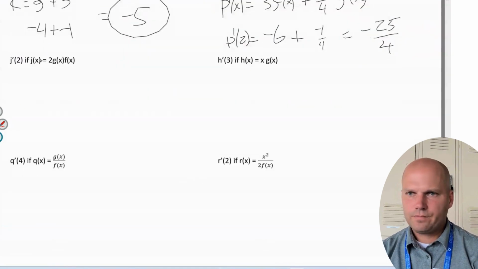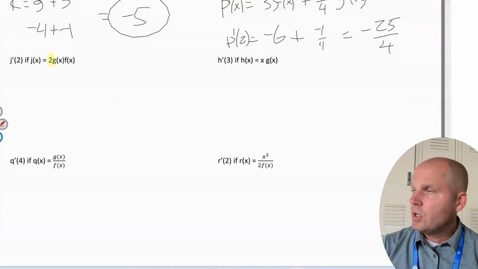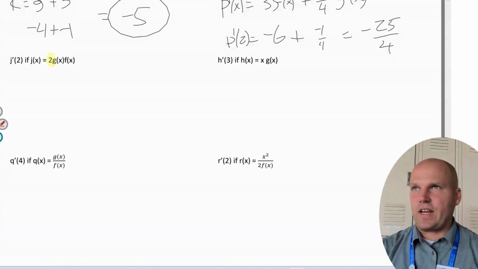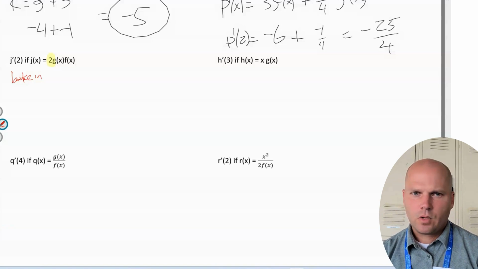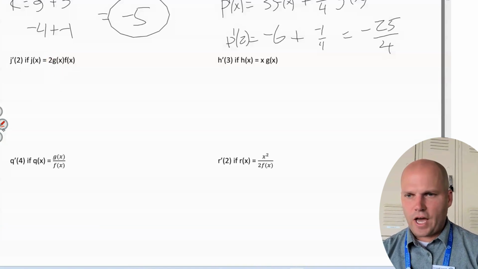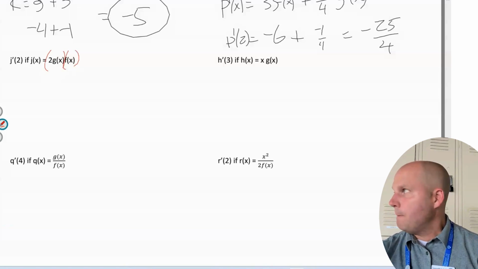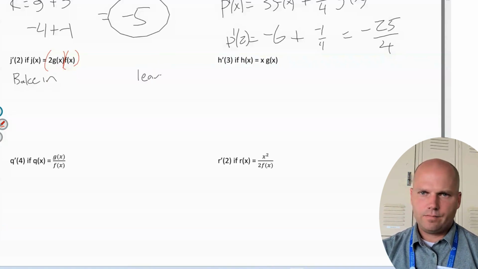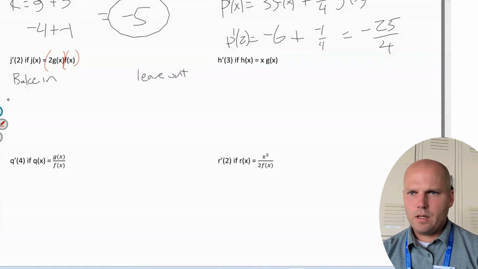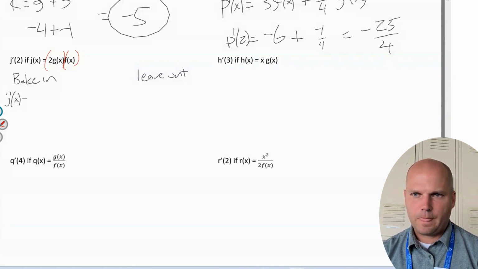What about this 2 here? There are 2 different ways to do it. I like to say you can either bake it in or leave it out. What do I mean, bake it in? Well, first of all, you have to understand this is a product, x's times x's. But what do you do with the 2? You can either bake it in or leave it out. What do I mean by that?